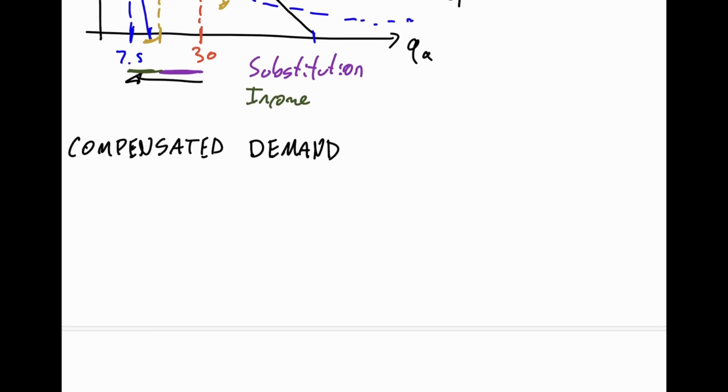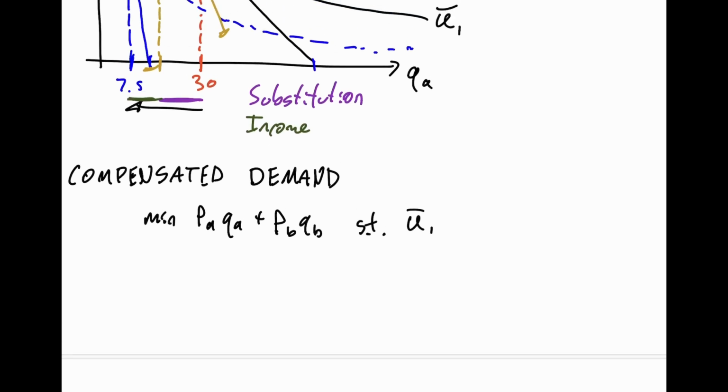Okay, so compensated demand solves the following problem. We want to minimize our expenditures. For some, we're not going to define the income yet, because that's going to be an outcome. Constrained by our utility. So we want to remain on this indifference curve.